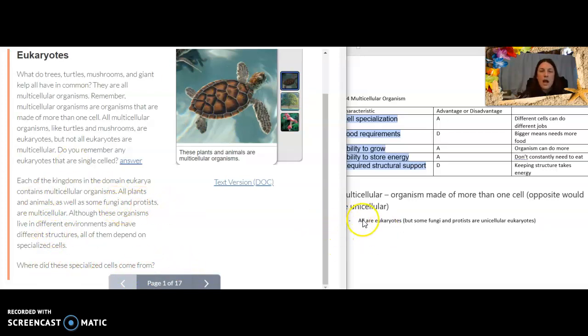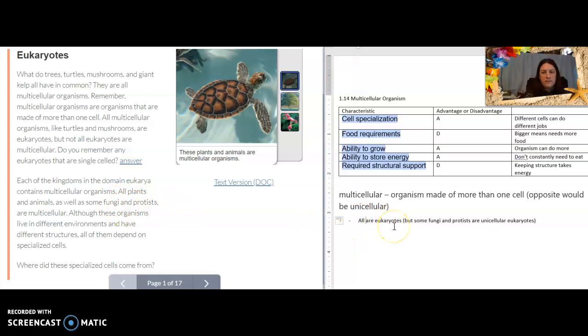So I would adjust my notes a little bit to say all multicellular organisms are eukaryotes, and then I'd add my example, like plants and animals. But some, so we know that some fungi are and some aren't multicellular, some fungi and protists are unicellular. Where do these specialized cells come from?